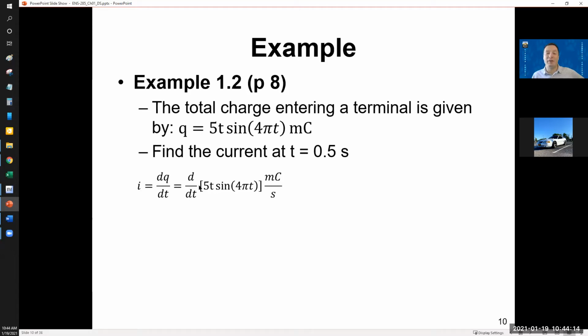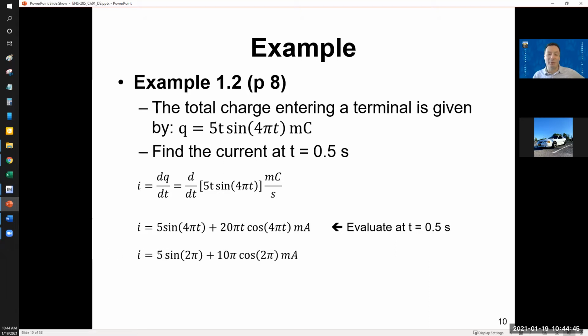So we've got to take the derivative of it, and you put it into the brackets there, take the derivative, and you wind up with an equation that tells you that current is 5 sine 4 pi t plus 20 pi t cosine 4 pi t. You're just using the product rule. So now you have an equation for current based on knowing the charge entering the terminal. And then you just evaluate that at 0.5 seconds.